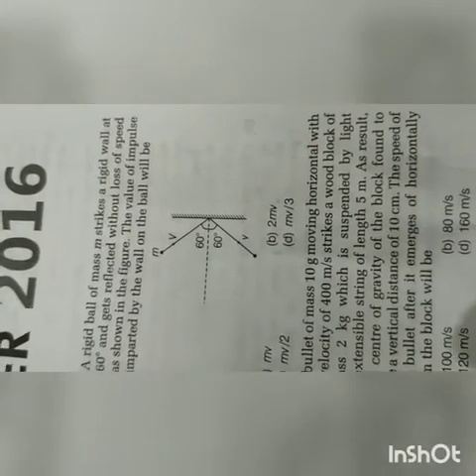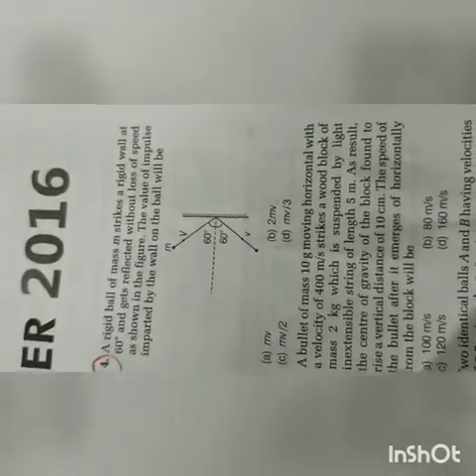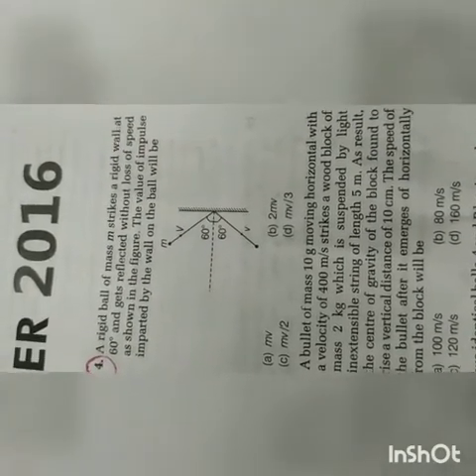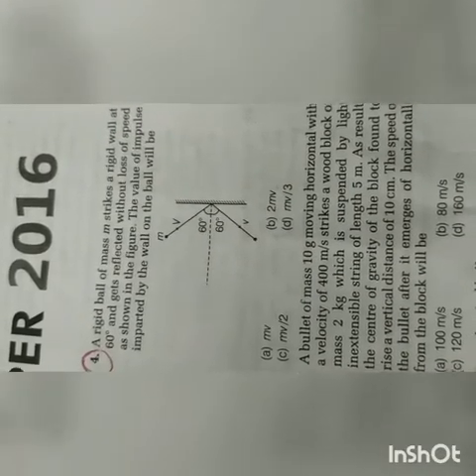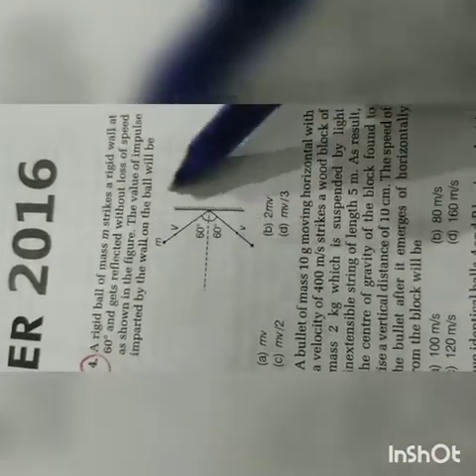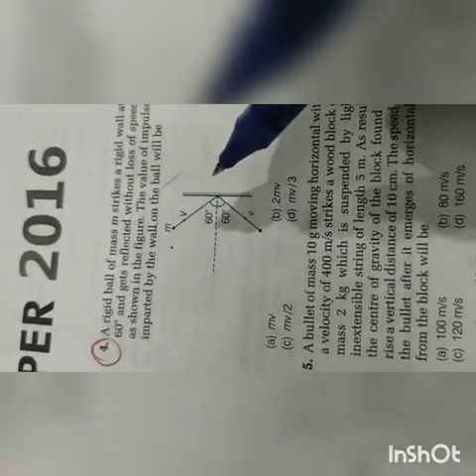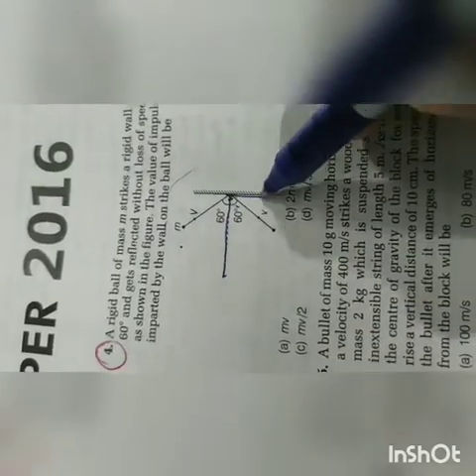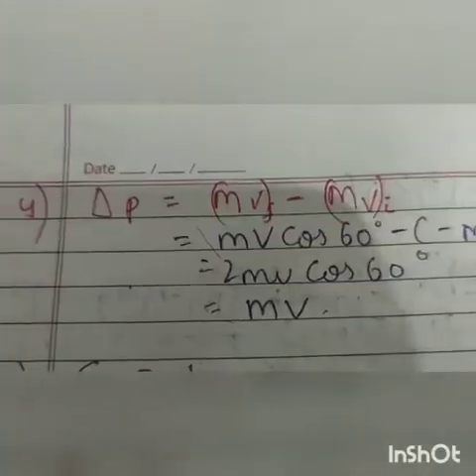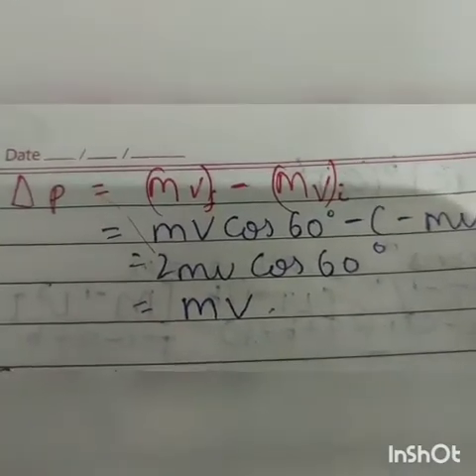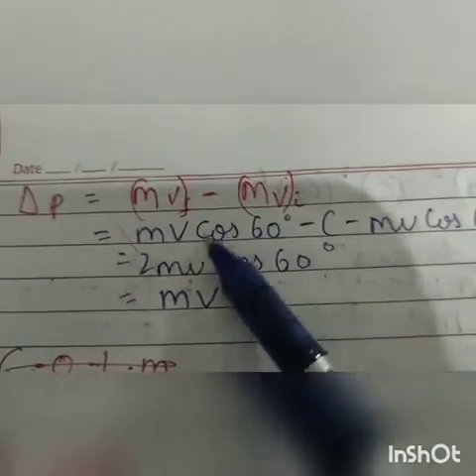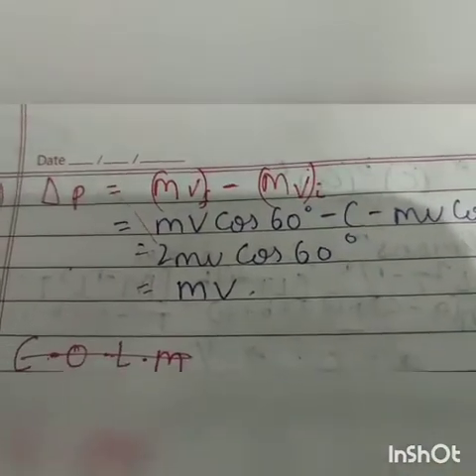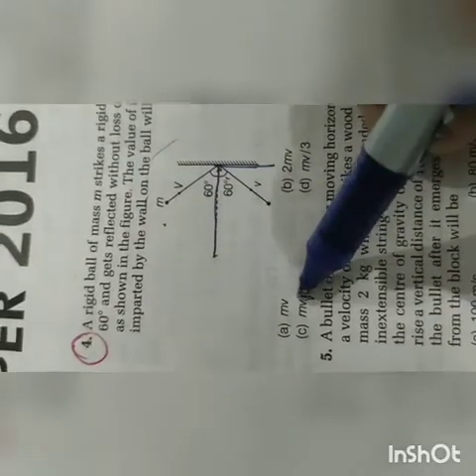Now question number 4. A rigid ball of mass M strikes the rigid wall at 60 degree and gets reflected without loss of speed as shown in the figure. The value of impulse imparted by the wall on the ball is. So here in this figure we will break its components, this will be its cos component, this will be its sine component. After that we know that impulse delta p is equal to mv final minus mv initial. So here mv cos 60 minus minus mv cos 60, so it's 2 mv cos 60 degree, so it's mv. So here our correct option is this, mv.